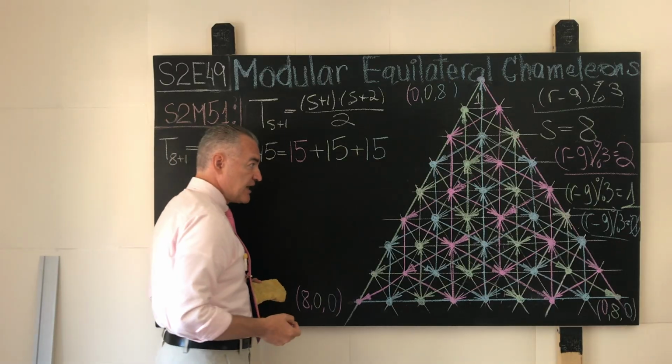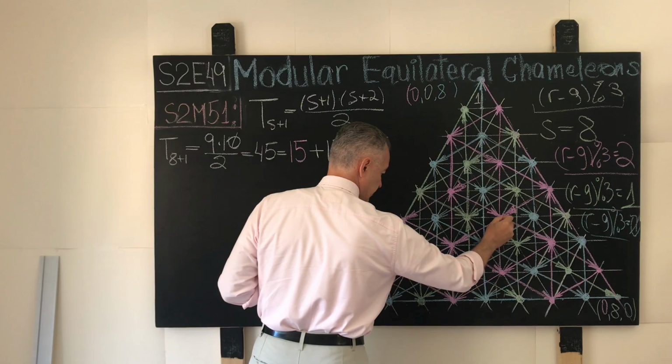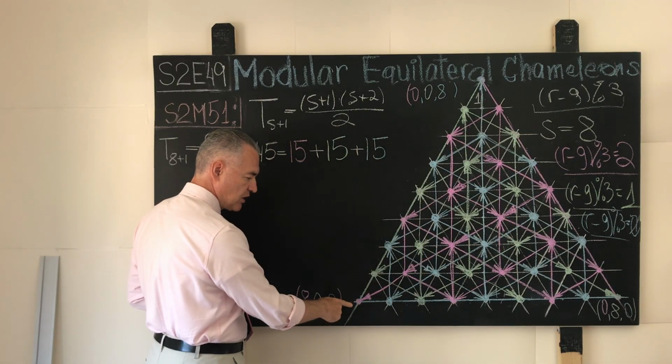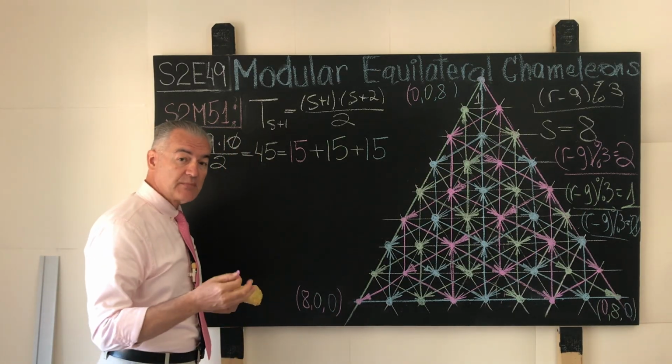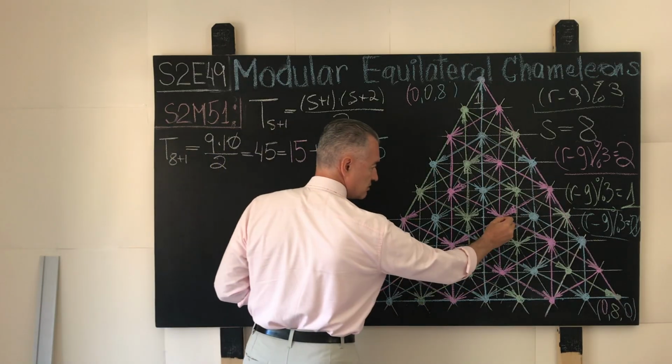That means that in this case, for example, from any red point, it is possible to get to the red vertex of the parent equilateral triangle, which means that this family of chameleons can be painted all red, provided we start with a red point.